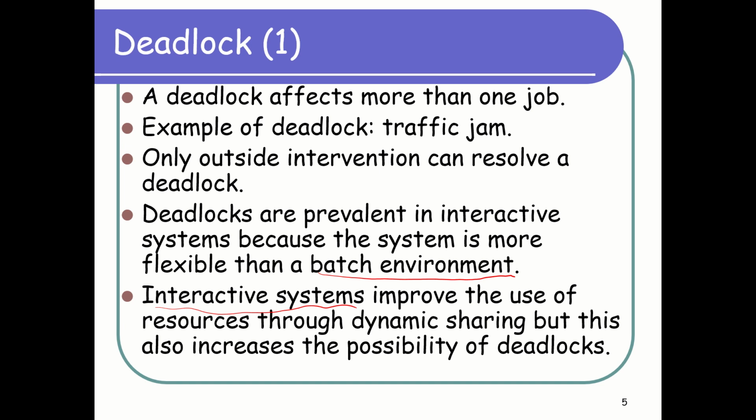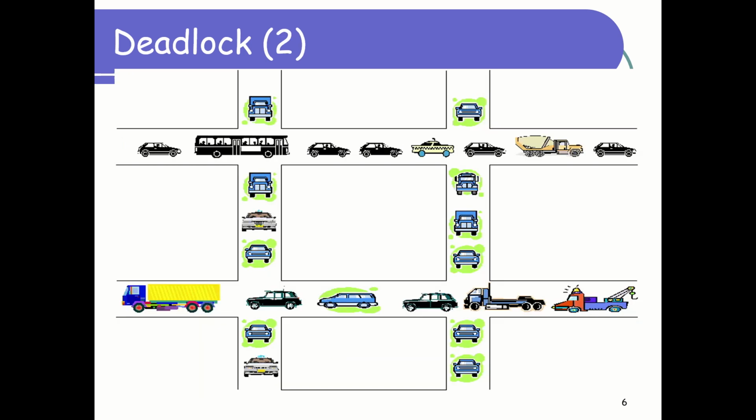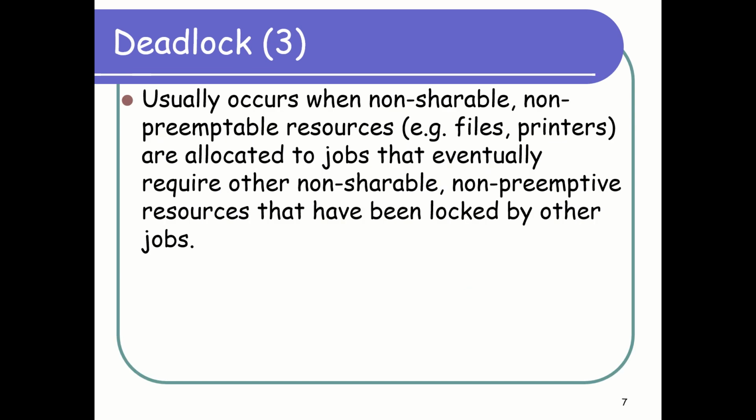It does improve in a way to minimize deadlock, but it can also increase the possibility of deadlocks. So this is a situation of a traffic jam where no one is giving a chance, no one wants to release the traffic. This is a typical situation of deadlock in a traffic jam system. It usually occurs when non-shareable, non-preemptible resources like files or printers are allocated to jobs that eventually require other non-shareable, non-preemptive resources that have been locked by other jobs.